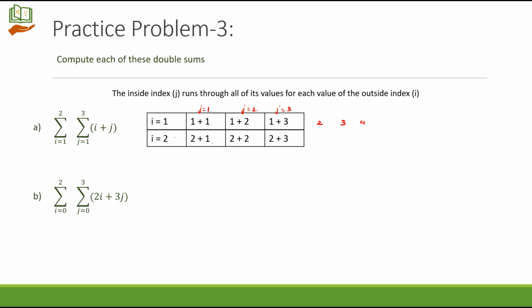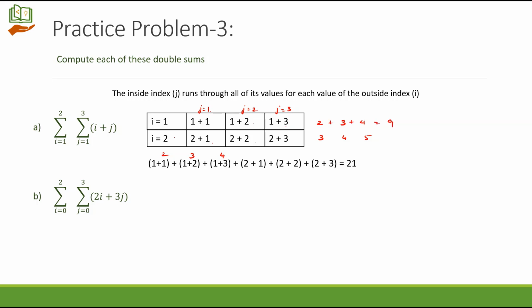This will be 2 plus 1, 2 plus 2 and 2 plus 3. This will be 3, 4, 5. Now you have to sum them together. What is 1 plus 1? It is 2. 1 plus 2 it is 3. 1 plus 3 it is 4. Sum all these together. This will give 9.